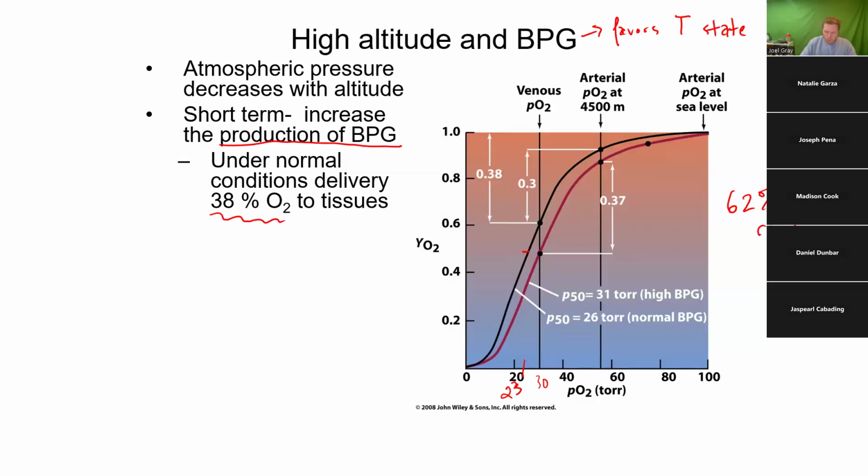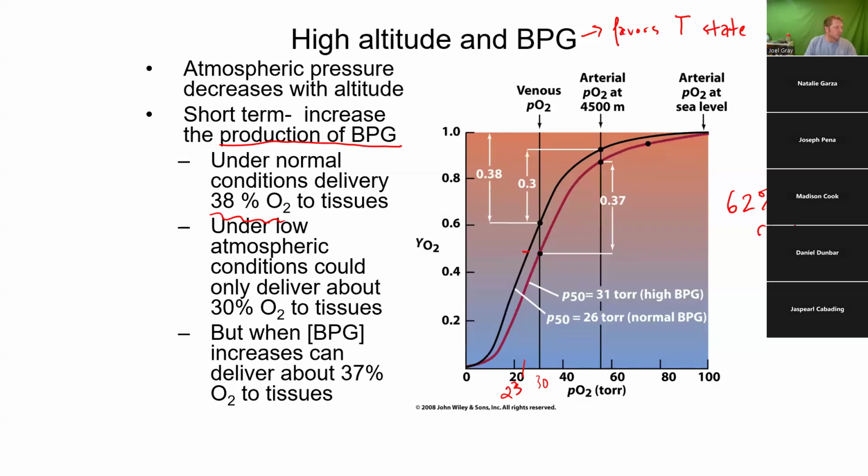Okay. So under low atmospheric conditions, well, we deliver about 30%. Oh, wait a minute. Under low atmospheric conditions, we're delivering even less. So that same floor. In the absence of BPG, all of the hemoglobin that's leaving your tissue still has about 62% of the O2 intact. But the difference is that it didn't get to 100%.